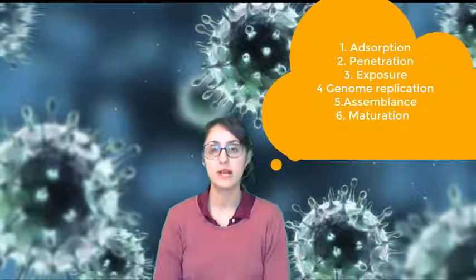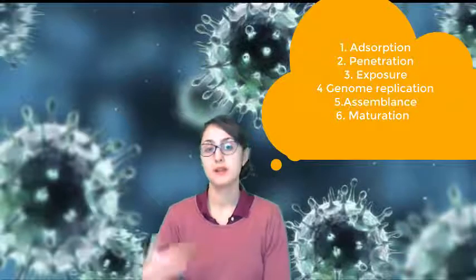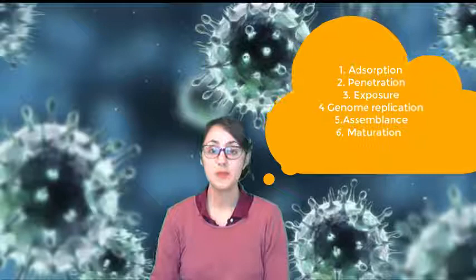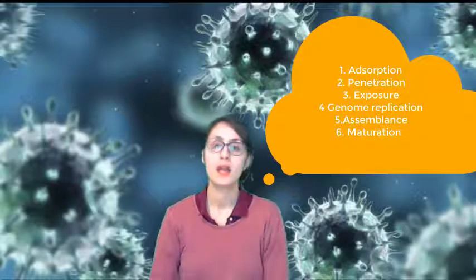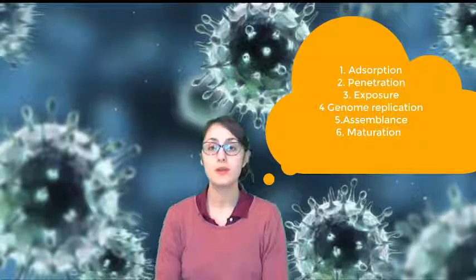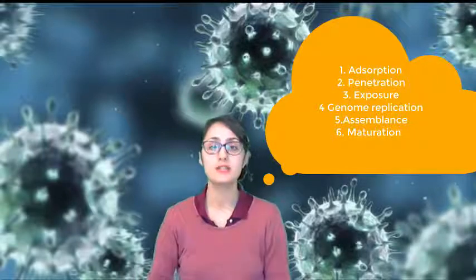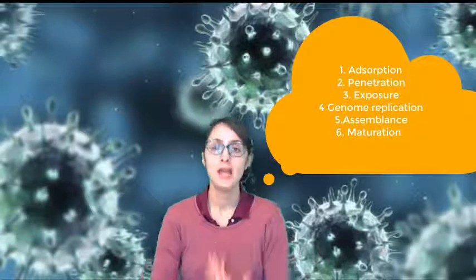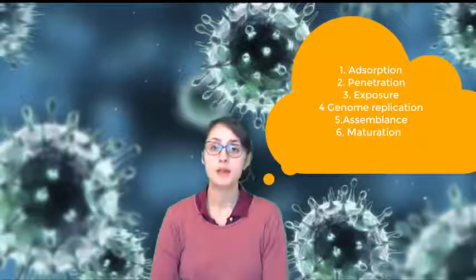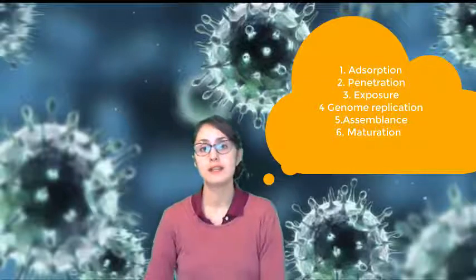Then we have the genome replication. I talked to you about it in the last lesson. After the replication, we have the assembly of the new viral progeny inside the nucleus or inside the cytosol. Then we have a very important step, which is the maturation. The maturation is essential for the new progeny to be able to infect other cells. Maturation may occur inside the nucleus, inside the cytosol, at the cellular membrane, or directly externally.